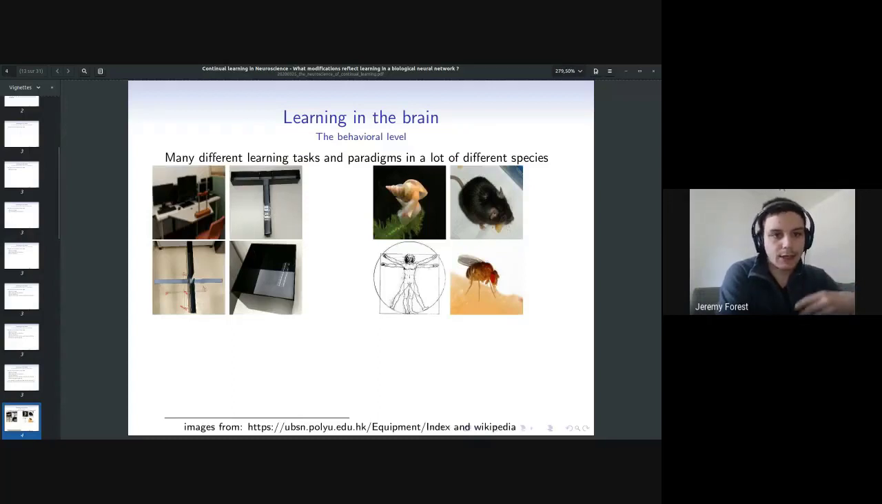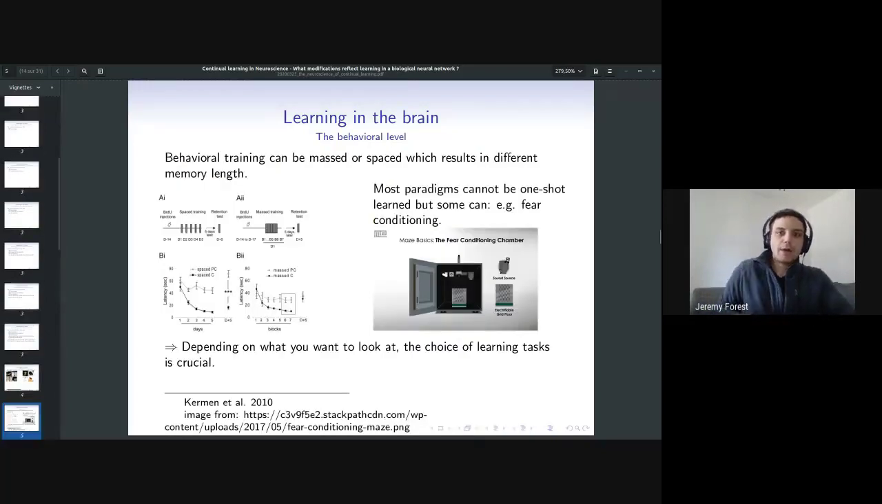As you can see here, for example, and it's only a set of examples, we can look at learning at the behavioral level using a lot of different protocols and apparatus, and we can also do that in a lot of different species. All of those give us information that we then have to put into a coherent ensemble. At the behavioral level, for example, we can do training that can be what we call massed or spaced, and which will result in a different memory length.